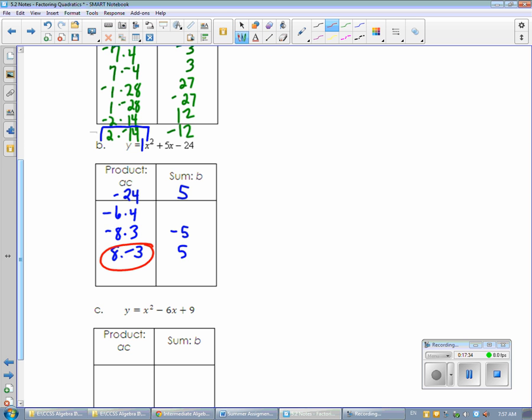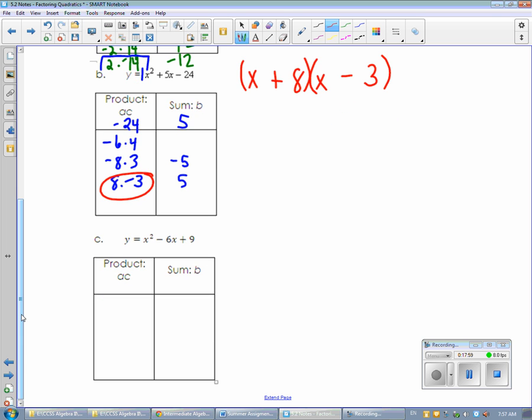So when I go to factor the expression in letter B, again, I know it's going to be the product of two binomials. The first terms have to multiply to give me x squared, so I'm going to put an x in each term. Since the last terms have to multiply to give me negative 24, now I know what they are, a positive 8 and a negative 3. And when I multiply them, I get the negative 24. When I add them, I get the positive 5x.